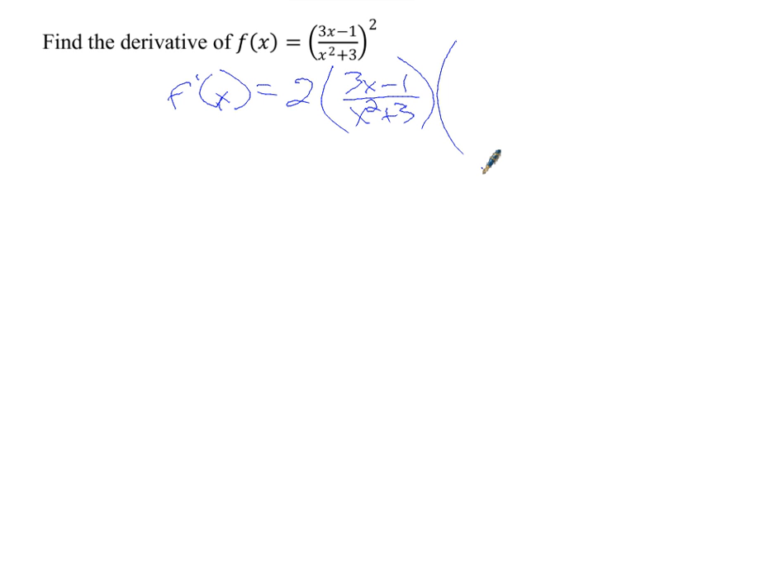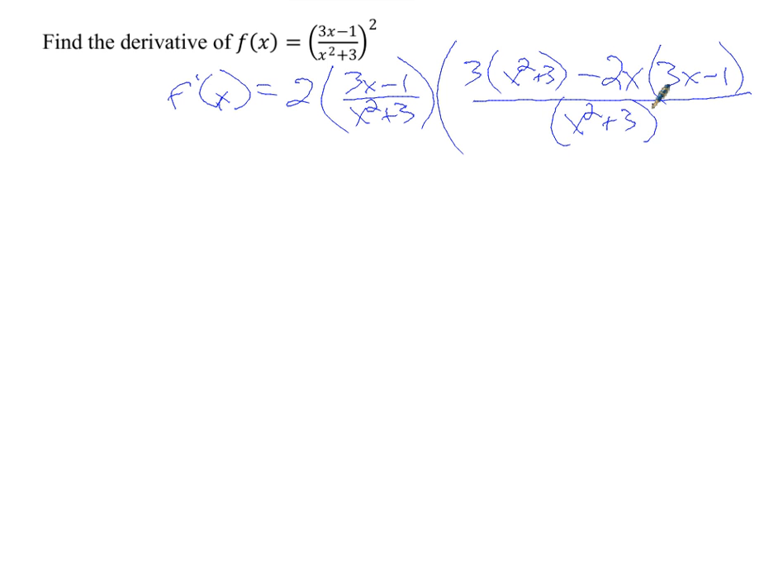Now, the quotient rule is not that big a deal here. Look, f prime is what? 3 times x squared plus 3, the original g. Now what? Minus 2x, that's g prime, times 3x minus 1, the original f, all over x squared plus 3 squared. That wasn't that bad. You just have to see what you have to do as you go along. This isn't that bad. There's no rational exponents here.